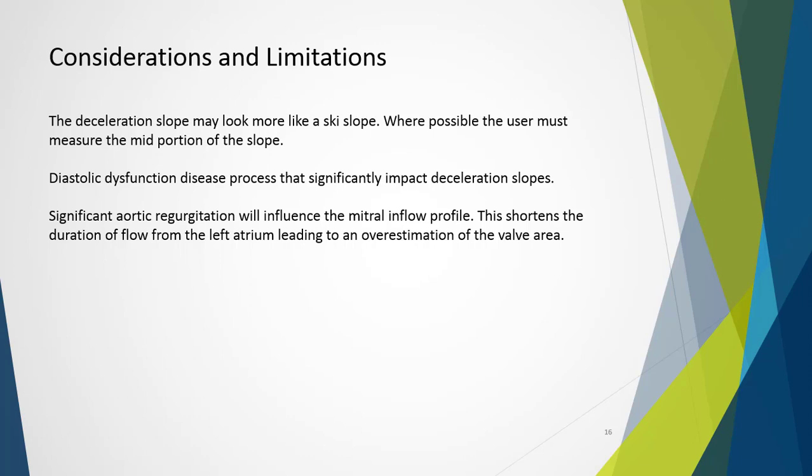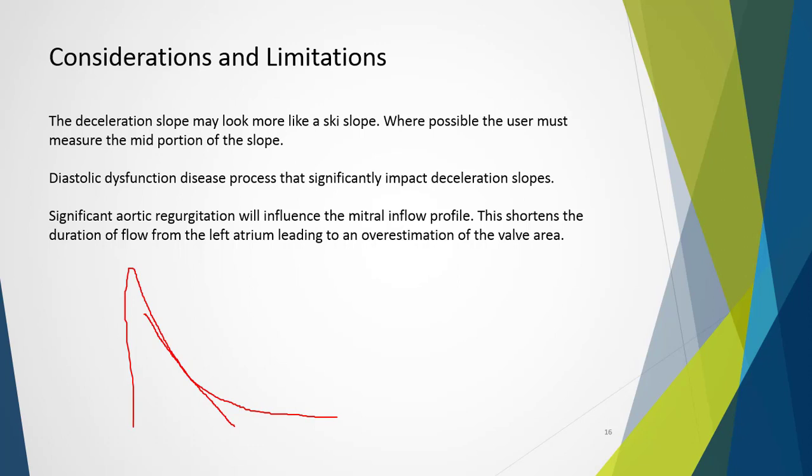Of course, there are considerations and limitations that also apply with this principle. Sometimes a mitral inflow profile can be difficult to obtain a true trace for the early diastolic filling, and thus the resulting deceleration slope. In some instances, the deceleration slope may look like a ski slope. So where does the sonographer actually make their assessment? Where possible, the user must use the mid portion of a deceleration slope. So if we have our deceleration slope looking like this, we want to take the mid portion and measure our deceleration slope as measured so.